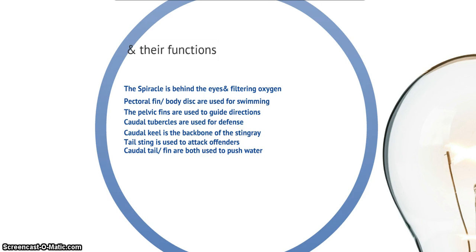Tail sting is used to attack offenders. They break off right away after entering the offender. And caudal tail fin are used to push water and guide directions left or right. One thing to note is that stingrays will not attack others on their own. They're really peaceful animals, but they will if you accidentally step on them, which is pretty common.